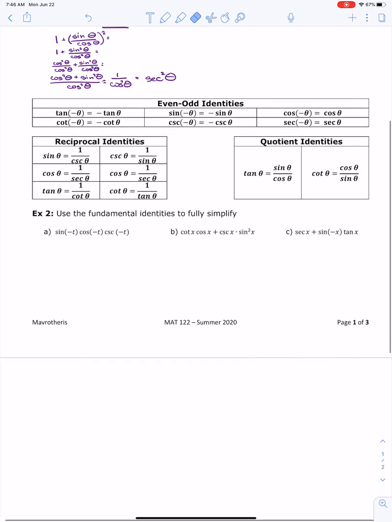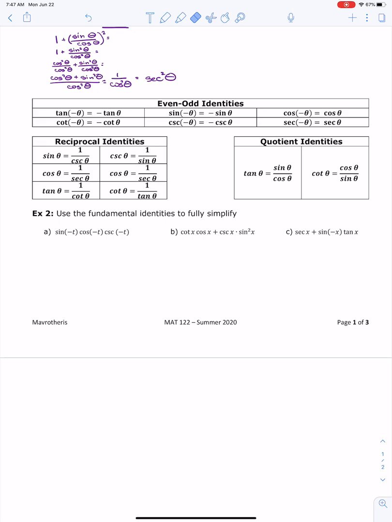So the bottom part of the page here, we've got reminders of all of the stuff that we've looked at up to this point, not all of it, but a lot of it. So we've got our even-odd identities, our reciprocal identities, and our quotient identities. We want to be able to put together all of those to be able to simplify expressions. So let's take a look at A. We've got sine of negative t times cosine of negative t times cosecant of negative t.